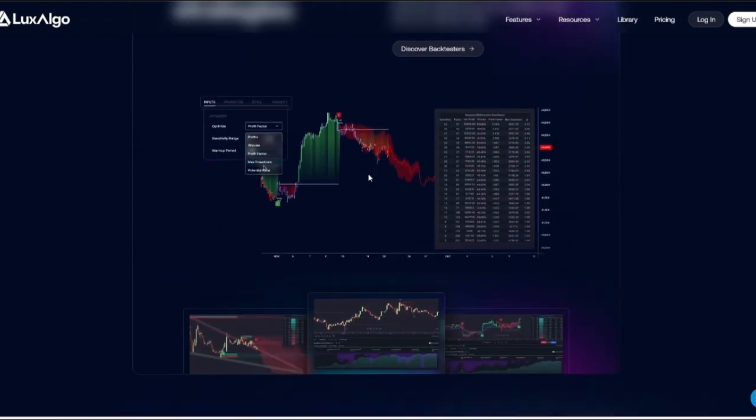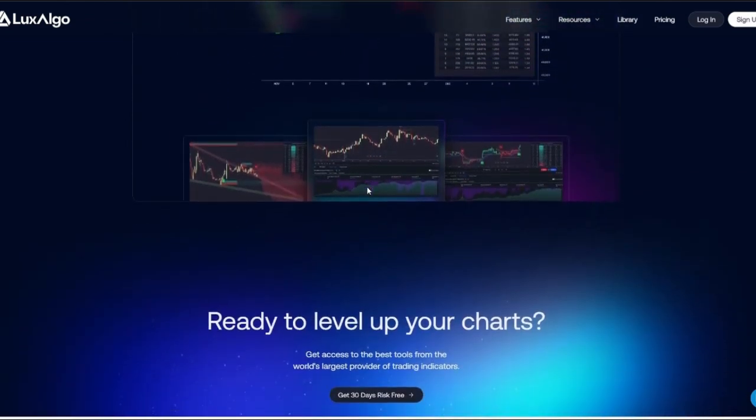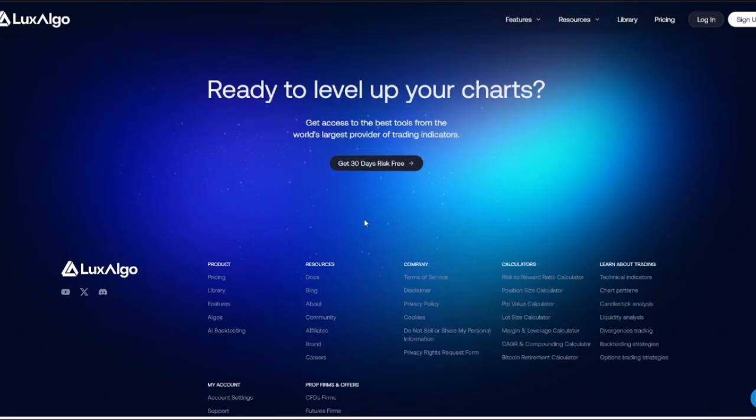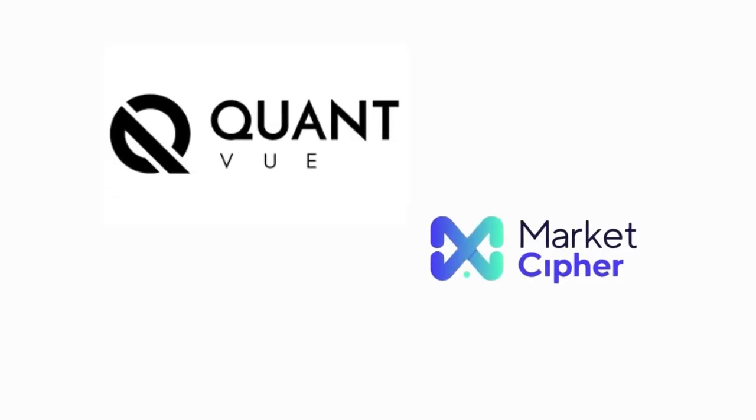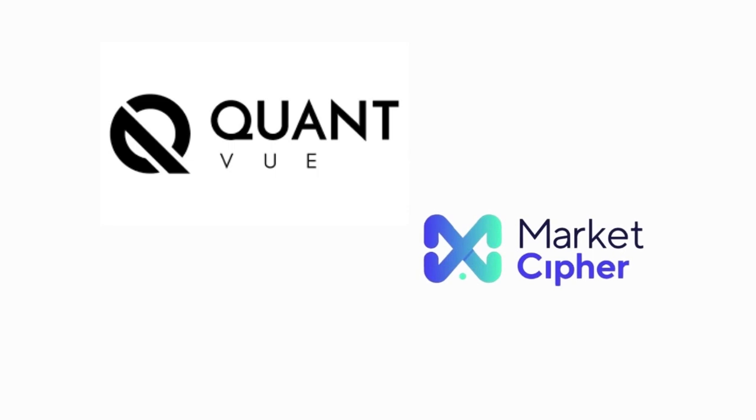And that's it on the comparison of SMRT Algo and LuxAlgo. If you're looking to try other alternatives, you may explore Market Cipher, QuantView, and Big Beluga algorithmic tools.